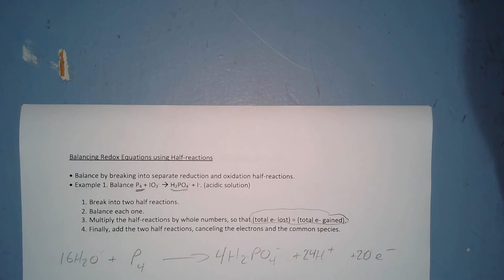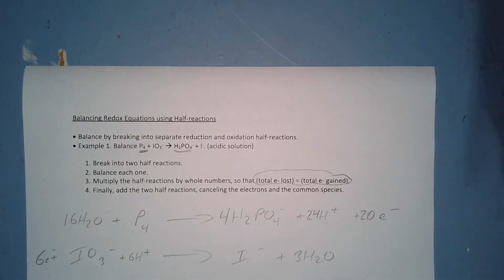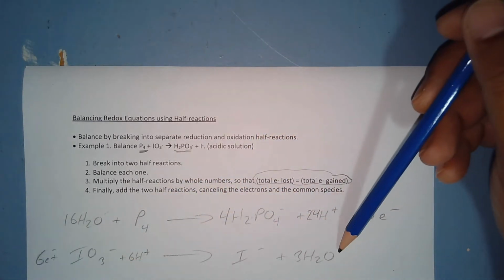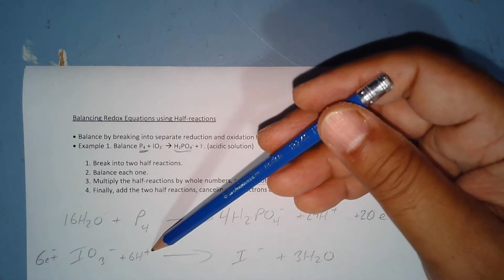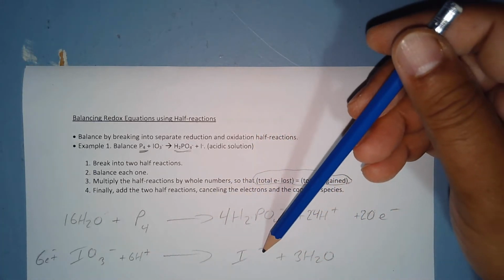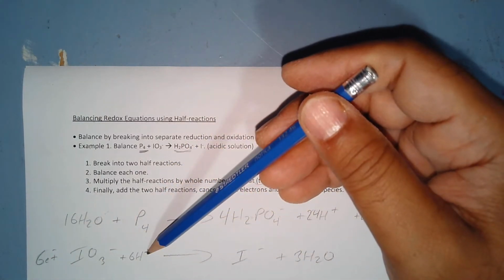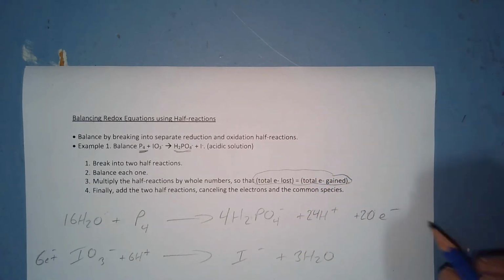The next one is the same thing. We've got the iodine, and the I's are already balanced. We have 3 oxygens on this side, so we add 3 waters. We have 6 hydrogens, so we add 6 H pluses. This side's minus 1, so we add 6 electrons here to counter the 6 positives, and then we have minus 1 over here.